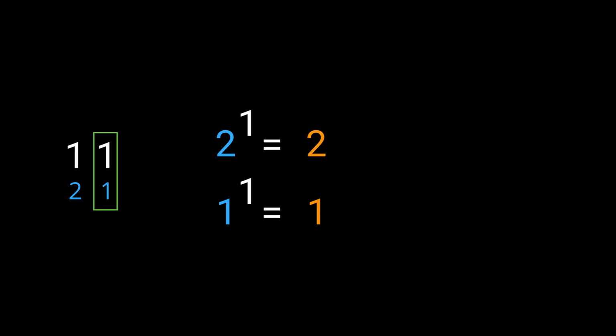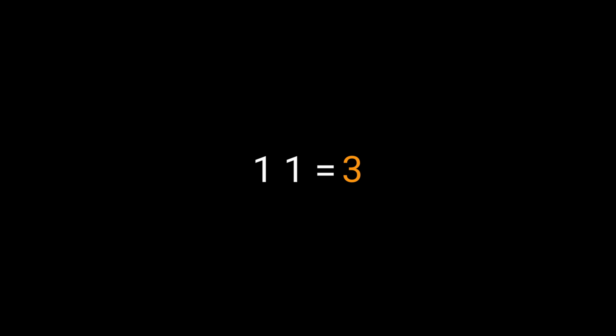Let's start with the twos place. 2 to the power of 1 is equal to 2. Now let's move over to the ones place. 1 to the power of 1 is equal to 1. Adding these two numbers together, we get 3 in decimal. So essentially, 11 in binary is equal to 3 in decimal.